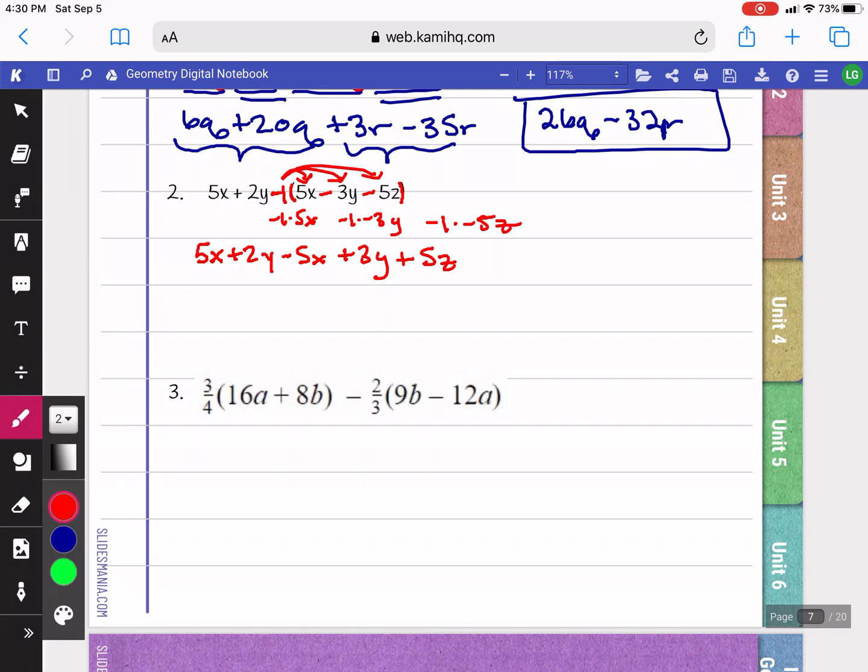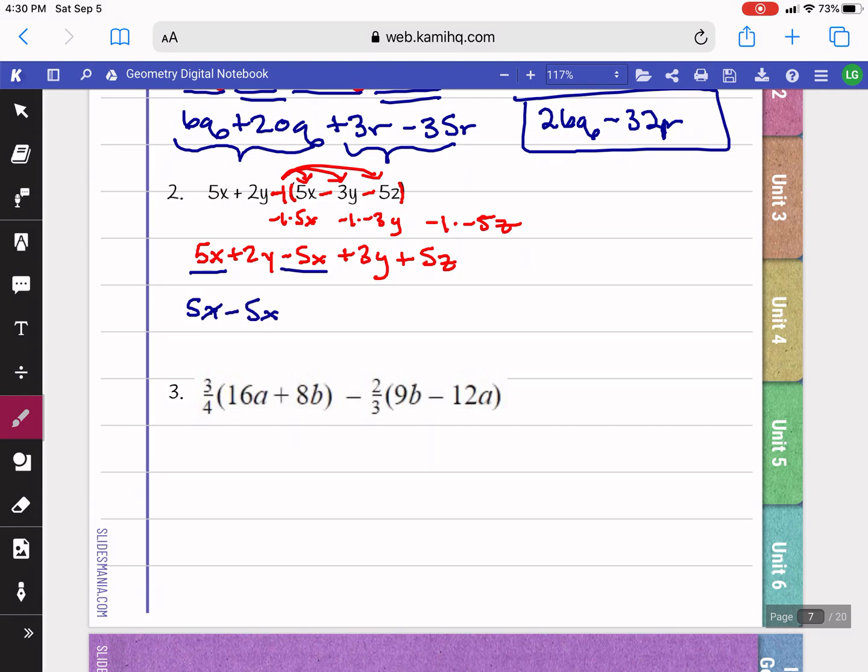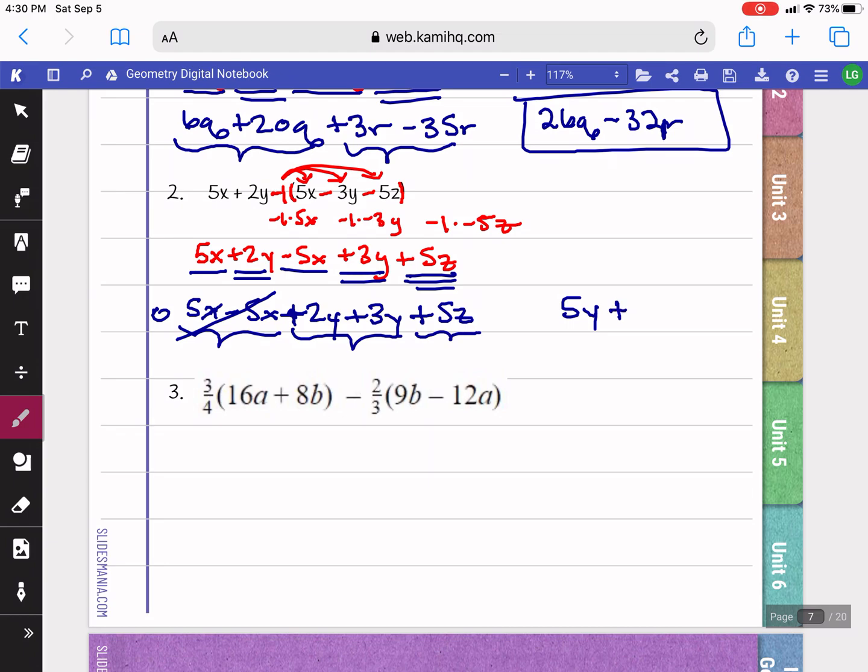Now that I've distributed, I can start combining like terms. So 5x goes with negative 5x. 2y goes with 3y. And the 5z stays at the end. Now if I combine, 5x minus 5x is 0, so they cancel. 2y plus 3y is 5y, and then the 5z again stays the same. So my simplified expression is 5y plus 5z.